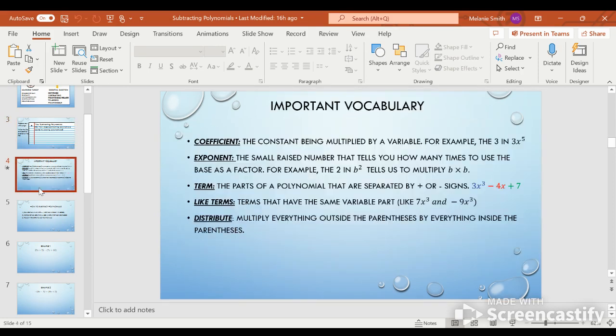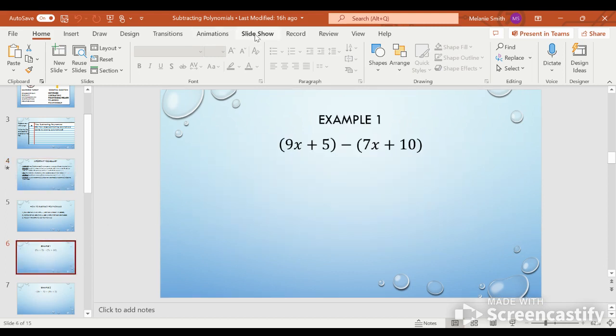So some important vocabulary that we need to make sure that we're using, just like with addition: coefficients, exponents, terms, like terms. And we're also going to talk about distributing. Distributing means to multiply everything outside the parentheses by everything inside the parentheses. So keep that in mind. Distribute means multiply.